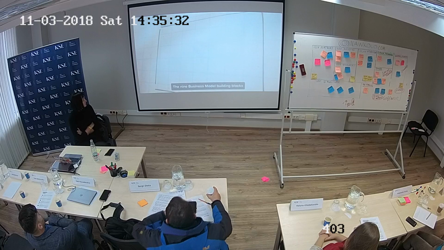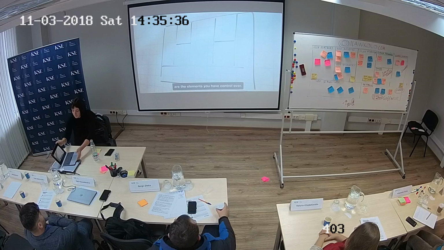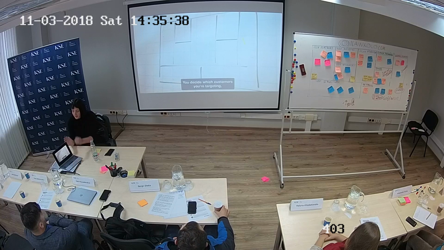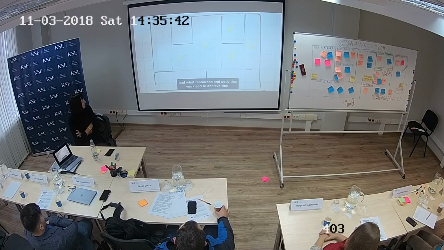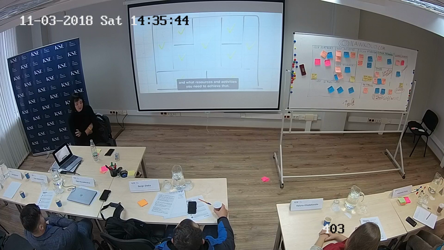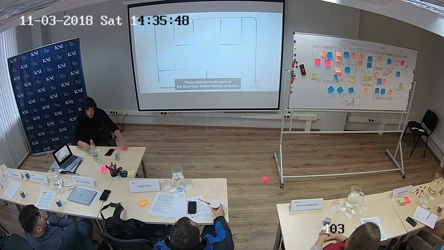The 9 business model building blocks of the business model canvas are the elements you have control over. You decide which customers you're targeting, what you're offering them, how you're reaching them, and what resources and activities you need to achieve that. These decisions are part of the business model design process.